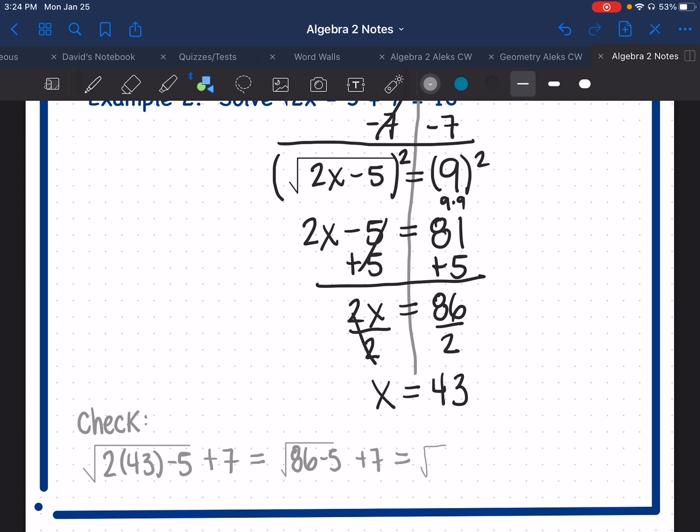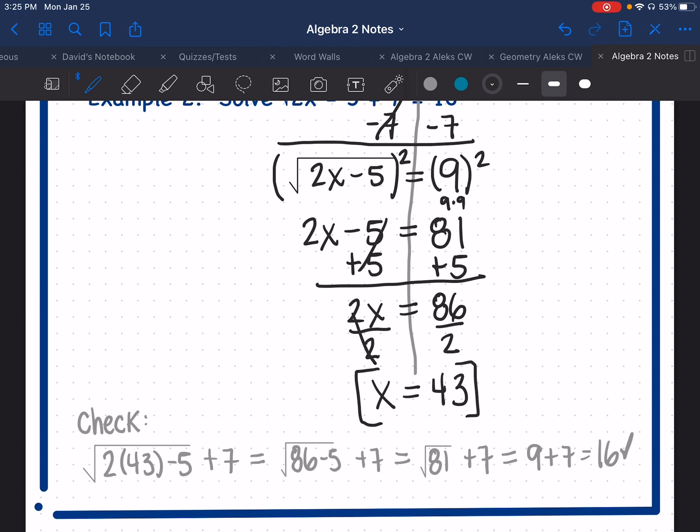86 minus 5 gives me 81 under the square root plus 7. The square root of 81 is 9. 9 plus 7 is 16. It checks out. 43 is my solution.